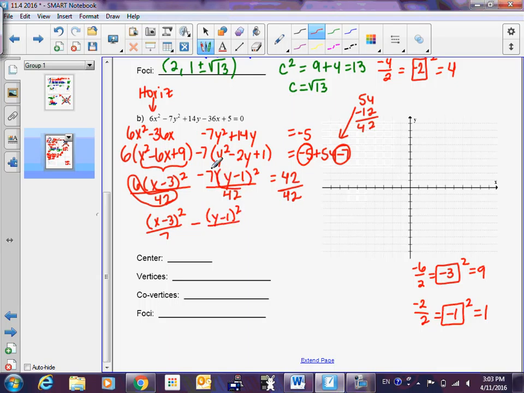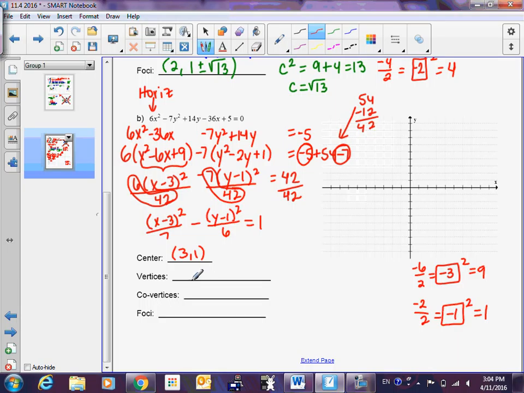Same thing here. 7 divided by 42, that's 6. And I can see now, since this is a horizontal hyperbola, the center is kind of like the standard, like how we even did with ellipses. So if you know the center, shout it out. Man, that was so enthusiastic. I'm just kidding. I know, everybody's tired.